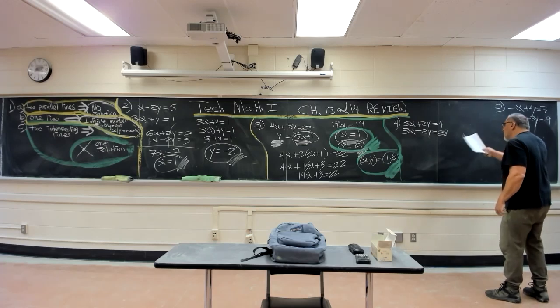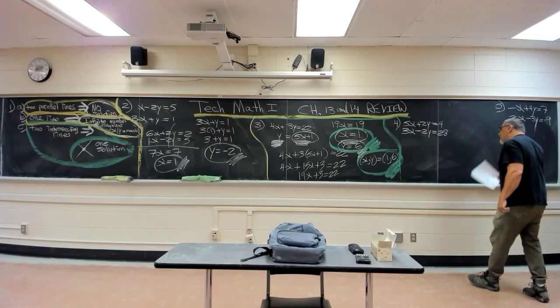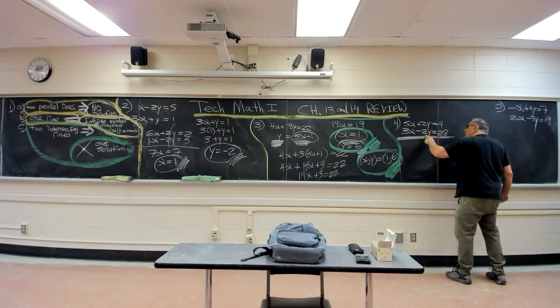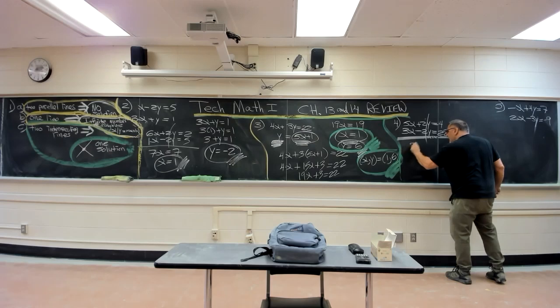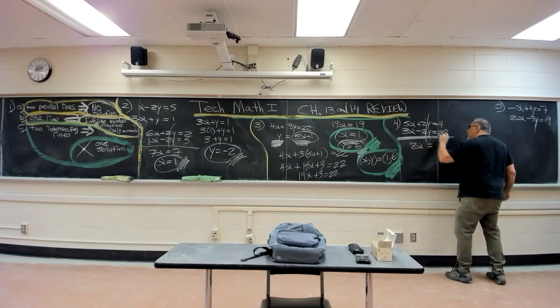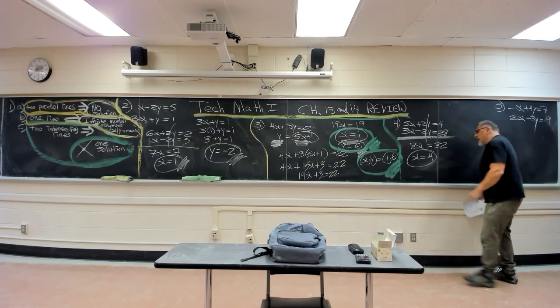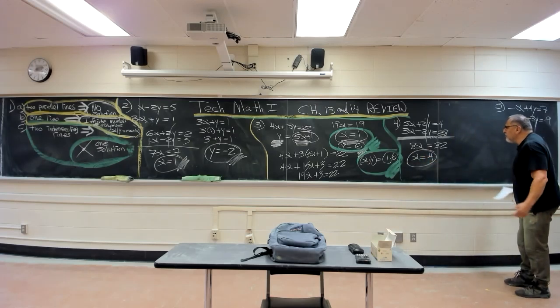Addition method, we got this right here. It really lends itself to it. I'll tell you what, just add them as is. 2y and negative 2y is out of there. 5x and 3x is 8x. This and this is 32. Divide by 8 on each side. We've been doing that enough. Just dividing on each side. X equals 4. Looking pretty good.